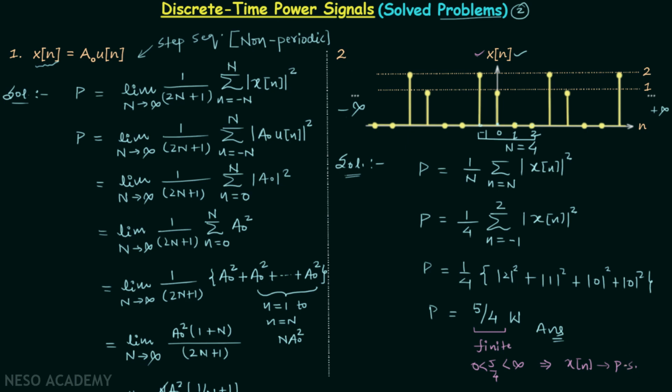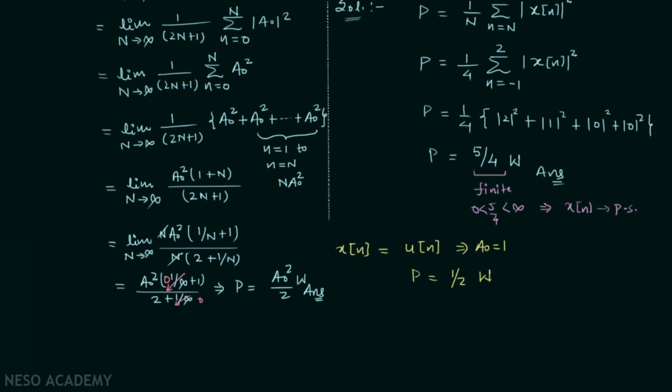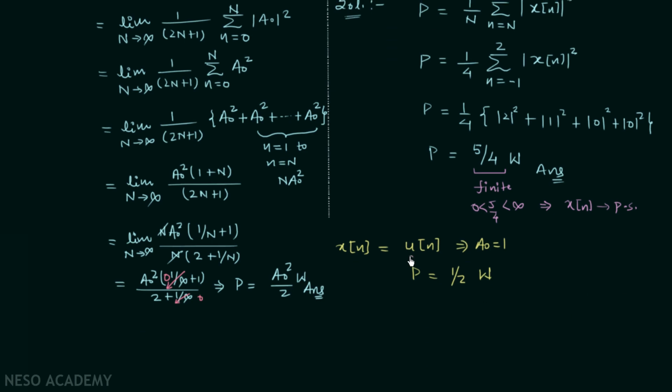And if we go back to the first problem where we calculated the average power of u[n], you can see that it is 1 by 2. Again, we are having the finite average power. This implies the unit step sequence is a power signal.